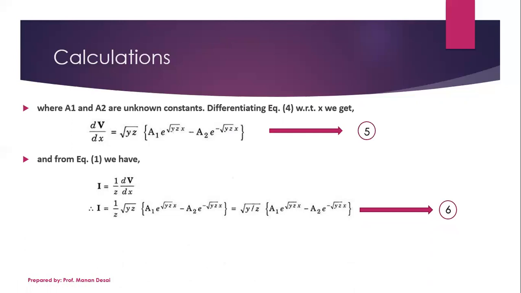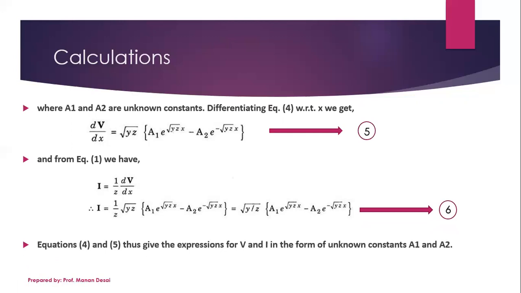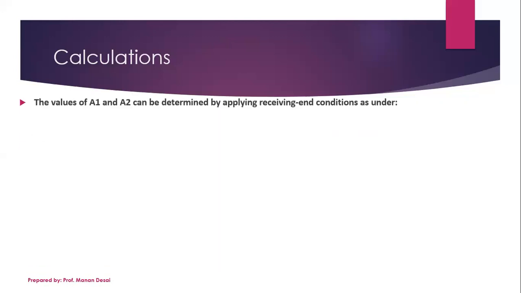So we got I. Now from equations 4 and 5, we obtain the voltage V and current I equations in terms of the unknown constants A1 and A2. The values of A1 and A2 can be determined by applying the receiving end conditions as follows.